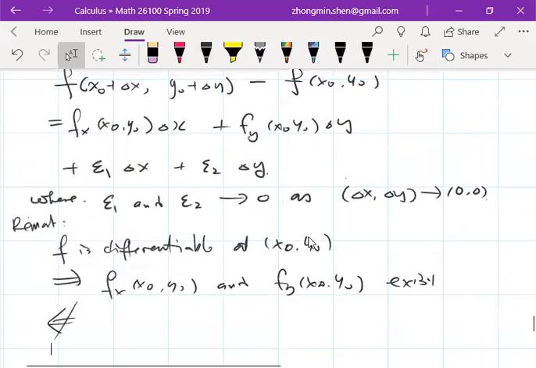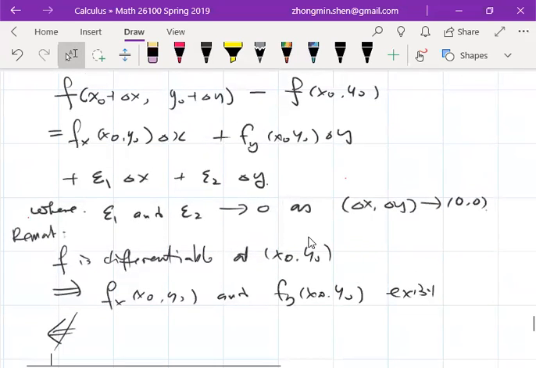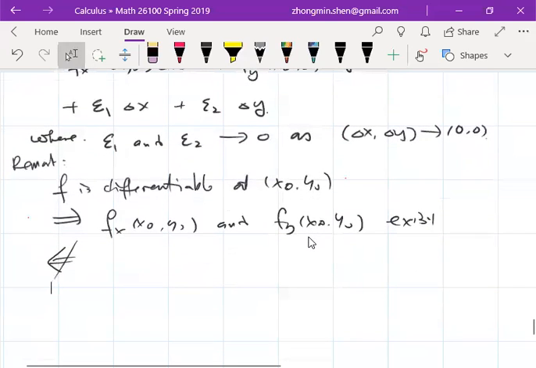Okay, so the errors should be getting smaller as delta x, delta y approach 0. So the above condition is much stronger than just the existence of partial derivatives. But there is a theorem that guarantees the function is differentiable. Okay, but we are not going to prove that here.